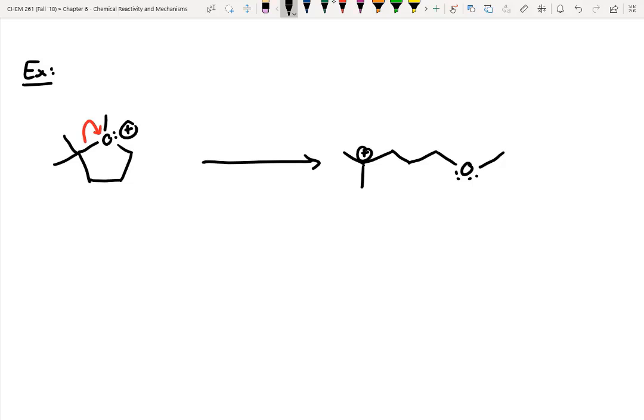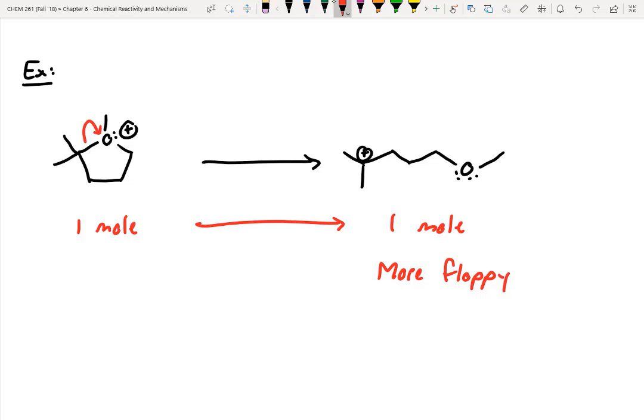So we haven't gained or lost any atoms during this. If we look at this one, we'd say, well, we're going from 1 mole of starting materials to 1 mole of products. So it's a tie. Do we have an increase in freedom of motion or a decrease in freedom of motion? Increase. So this is more floppy. That means we're increasing our freedom of motion. So delta S of this system would have to be a positive value. Does that make sense?